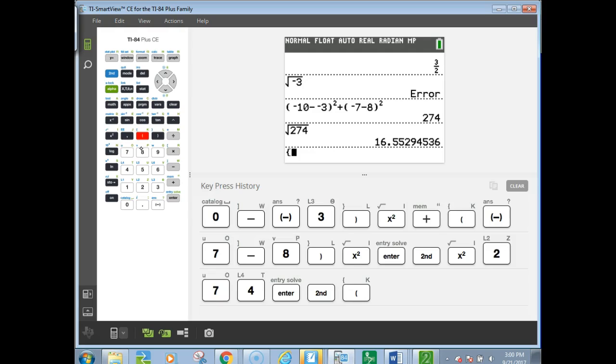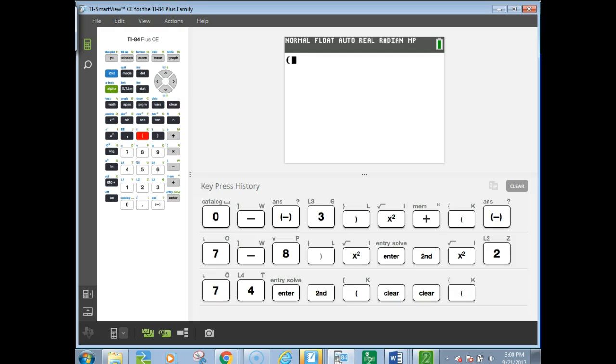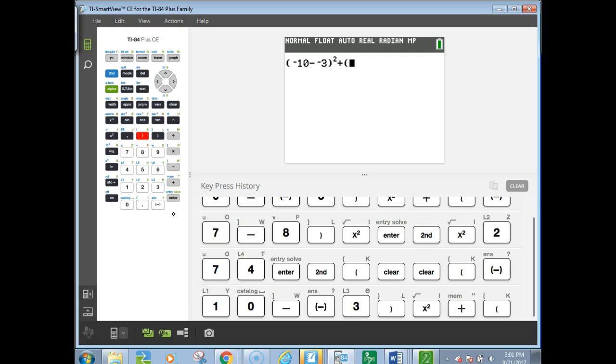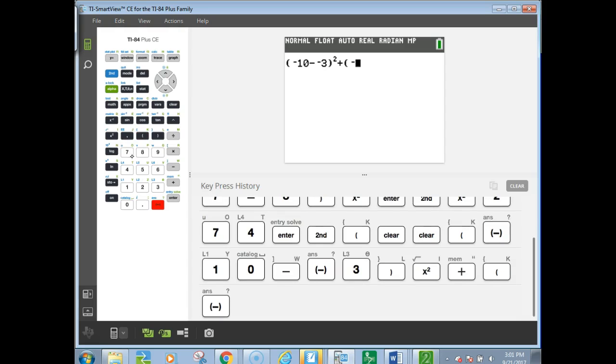So let's just do parenthesis. I don't know why I had a fancy parenthesis there, but I'm just going to hit, I had the second button hit. I forgot the numbers now. Can you tell me what they were? Was it -10 minus -3? Okay, close it and then hit the squared button. Plus parenthesis. What were the y values? -7 minus 8. So that's how we typed it, or we wrote it down when we subtracted.